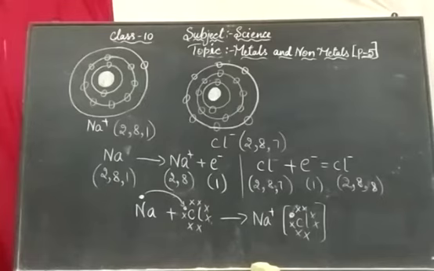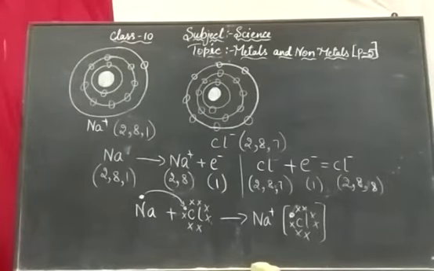So we are going to continue the topic that is metals and non-metals. I was saying last time that a few metals are more reactive and a few metals are less reactive. So why do they react like that? What is the main reason behind that? A few are more reactive, a few are less reactive.